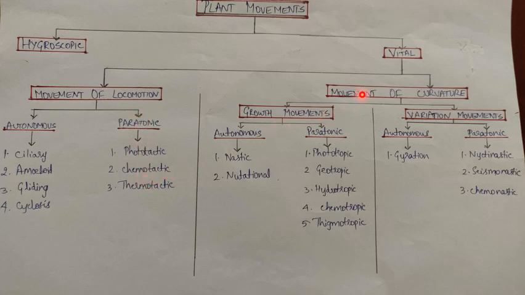And movement of curvature, no locomotion here, only the plant body shows curvature. It is of two types, growth movements and variation movements. Growth movements are due to the growth which takes place in the plant body, again of two types: autonomous, under which we have these two types, and paratonic, due to external forces, for which we have these five types. Variation movements are due to some kind of variation. There is no growth here. Autonomous, we have one type, and paratonic, due to external forces, we have these three types. Thank you.